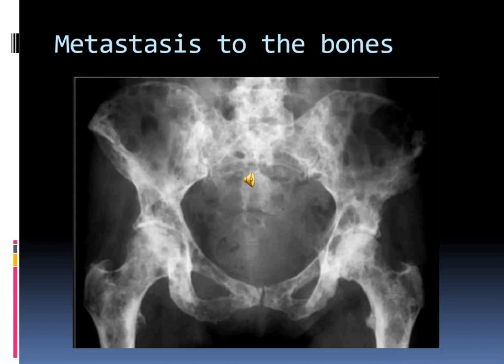Also, we have examples of metastasis to the skeleton. We have an X-ray of the pelvis and upper femur, AP view, showing multiple well-defined osteolytic lesions of different sizes, involving the sacrum, the pelvis, the femurs, and pubic bones. This is osteolytic metastasis, which can be seen commonly in breast carcinoma or in other types of metastasis.